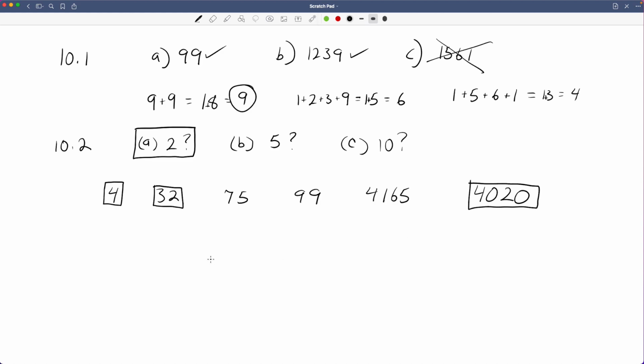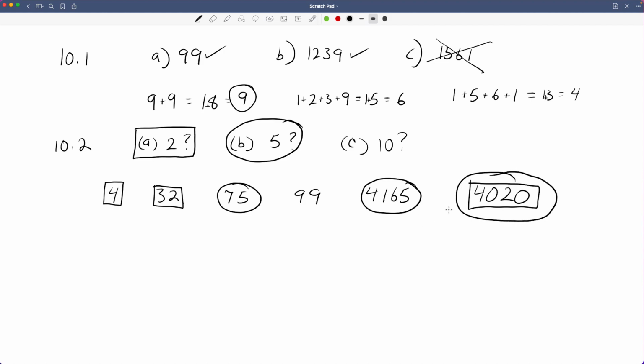So now for B, is it divisible by 5? I'm going to circle that one. So now if this is divisible by 5 and it is not, I would circle it. This one is not divisible by 5 because remember it has to end in either a 5 or a 0. This one is, so I would circle it. This one is not divisible by 5. This one is divisible by 5. I'm going to circle it. And this one is divisible by 5 also. So I'm going to circle it around the outside of the box. So that tells me that it is divisible by 2 and by 5.